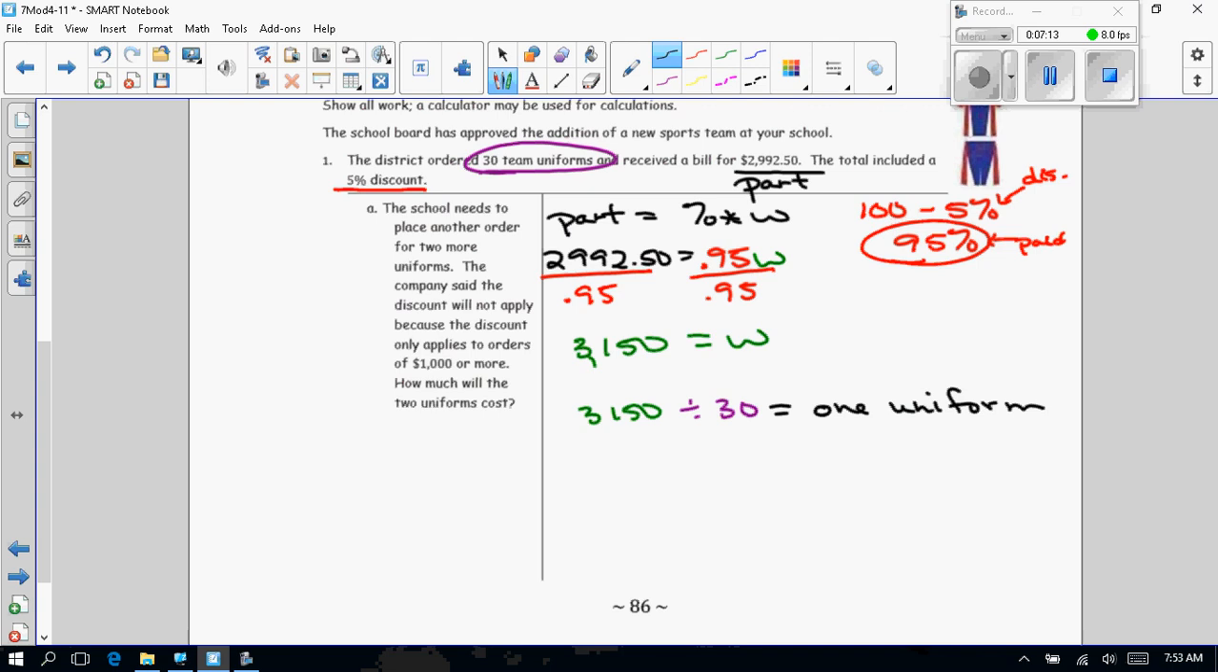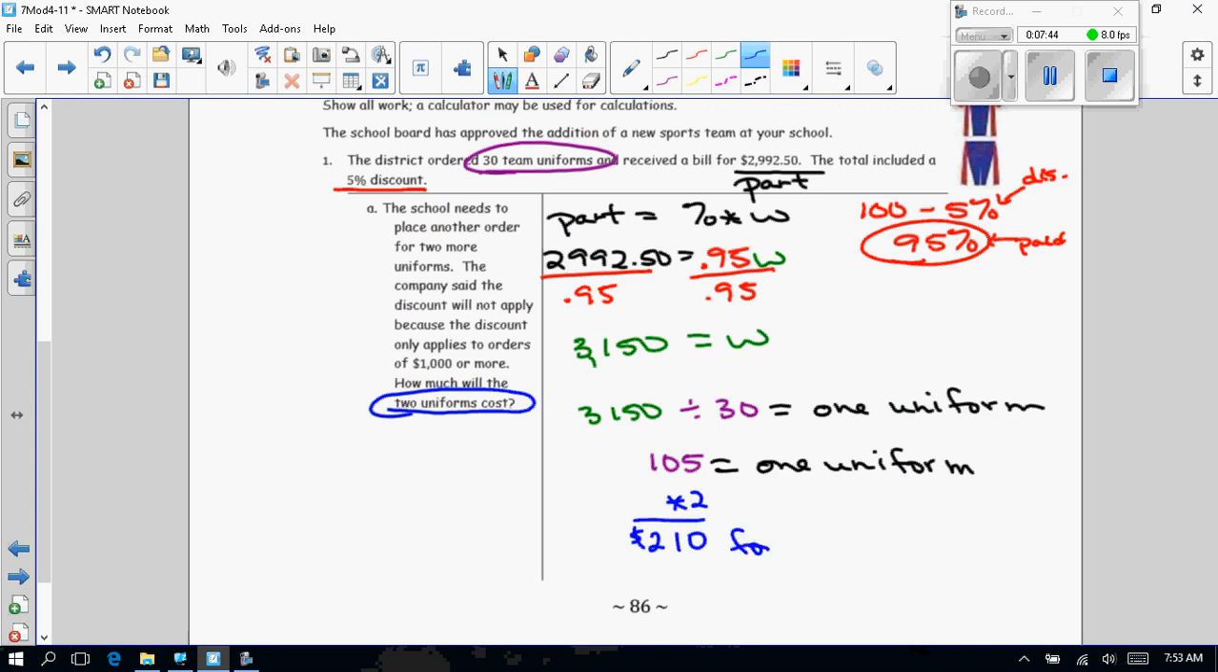So grab your handy dandy calculator. 3,150 divided by 30, and I find that the price is $105 for 1 uniform. But I don't want to know the price of 1 uniform. I need it, but I need to buy how many? I need to buy 2. So I'm going to double this. So it's going to cost $210 for 2 uniforms.